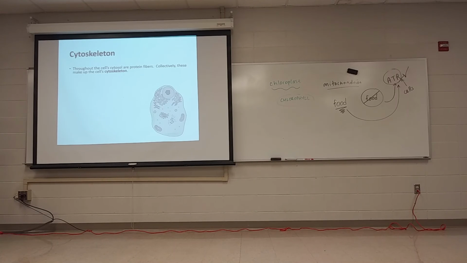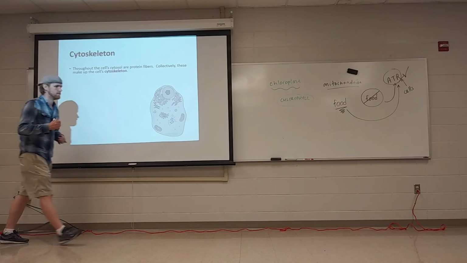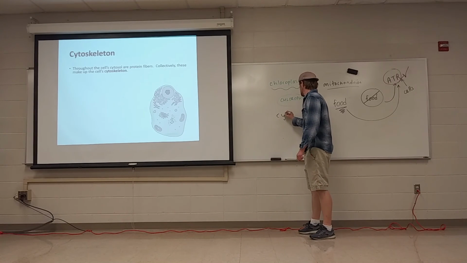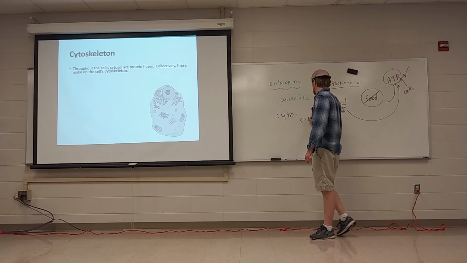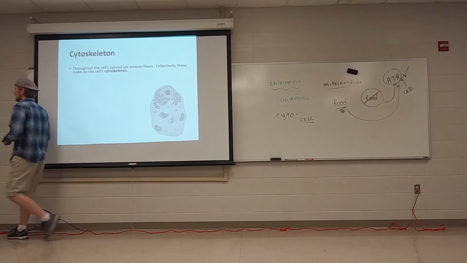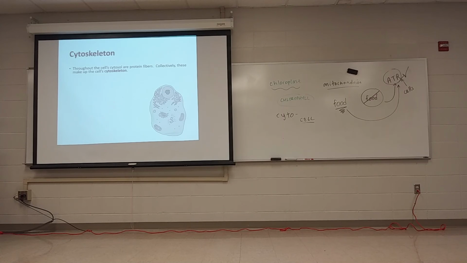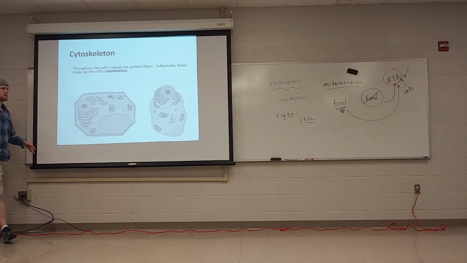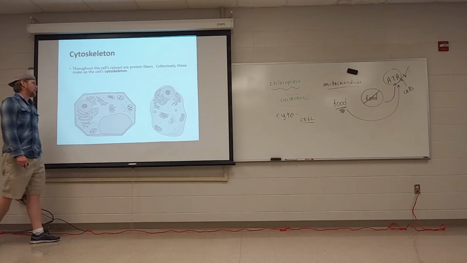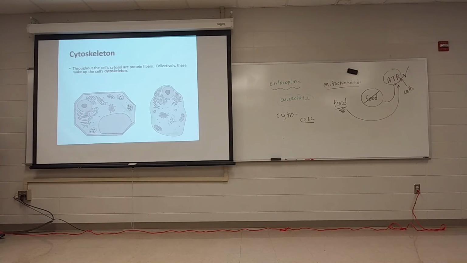So cyto, you might run into this prefix more than once. Cyto means cell, and so cytoskeleton means the skeleton of the cell, so to speak. Plant cells may have cell walls, but they still have it too. I doubt you can see the cytoskeleton fibers from the cell phone video. And that's okay, because this is not at all how they actually look.